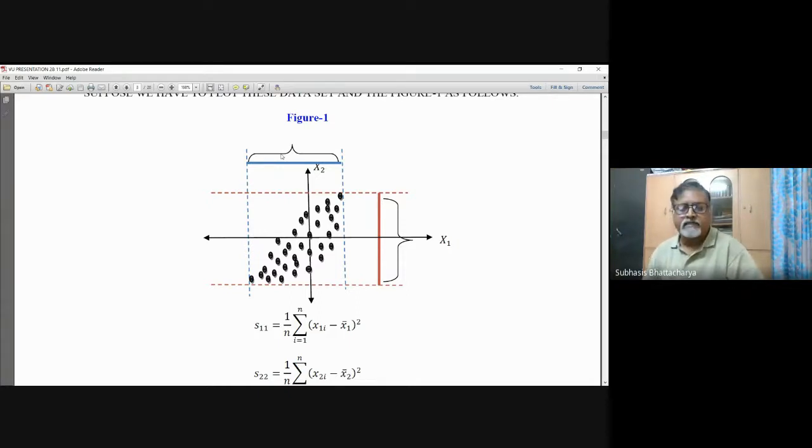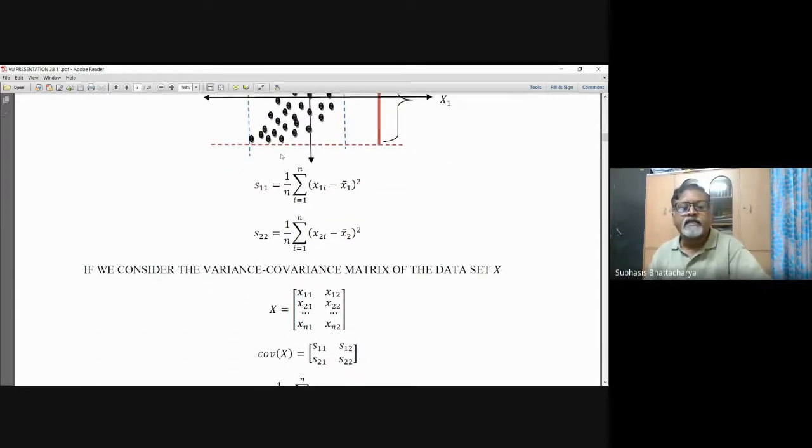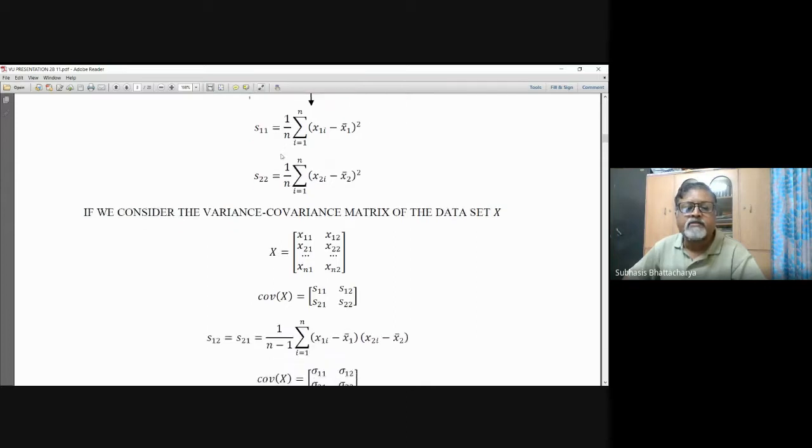For the same data set, consider the variance covariance matrix, the covariance of X, because X is the data matrix. If we find the covariance of X, the diagonal elements, S11 and S22, show the variance, and S12 or S21 show the covariance between x1 and x2. That covariance is given by the formula 1 by n minus 1 summation of x1i minus x1 bar times x2i minus x2 bar.